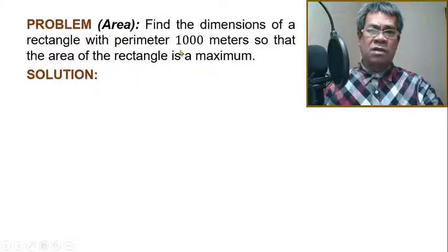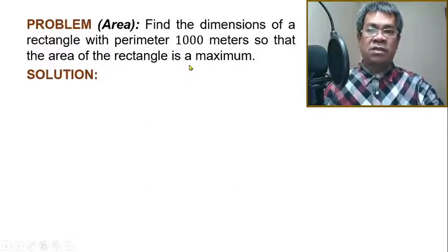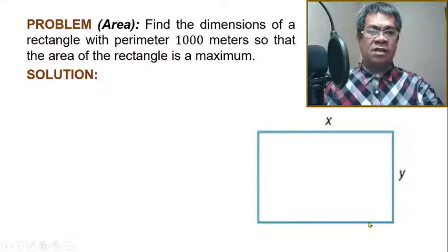So you are now on the way to solve: if the perimeter of the rectangle is 1,000 and you want a maximum area, okay, you want the maximum area, what should be the dimensions of that rectangle? Okay, so that will be the equation. So suppose this is the rectangle.